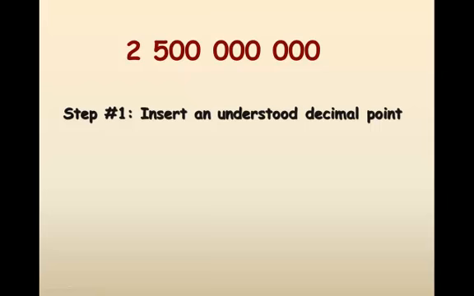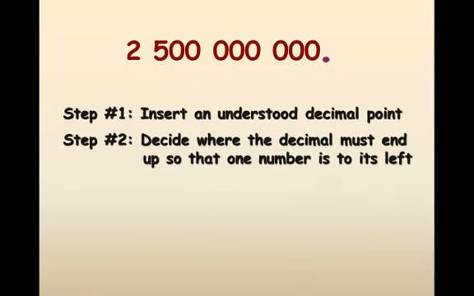So let's take a look at this number, a big number. And you may want to take notes here so that you have them in case you're not quite sure how to do numbers into scientific notation. So the first thing you want to do is insert an understood decimal point. We'll put it at the end of our number. Then we want to decide where the decimal must end so that there's one number to its left. Because if you remember, we have our number m times 10 to our integer, and m needs to be between 1 and 9. That's why we want only one number to the left. So, there we go. Now we'll have one number to the left of where we move our decimal.